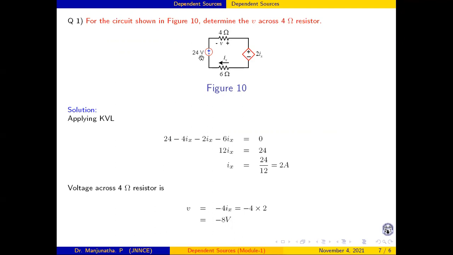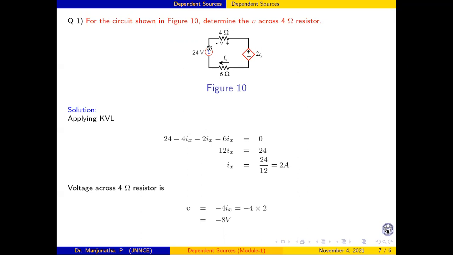Only one voltage source and one dependent voltage source are there. Now we apply KVL around this loop: minus 4Ix, minus 2Ix, minus 6Ix, because the current Ix is common throughout this loop, and plus 24 volts equals 0. So the Ix value is 2 amperes. We have solved for this current Ix, which is 2 amperes.